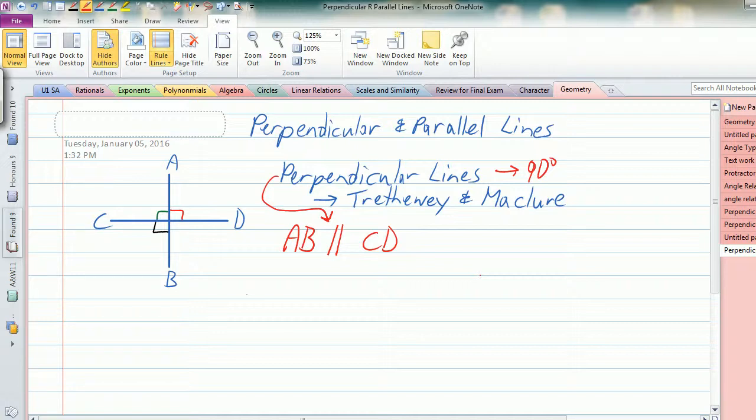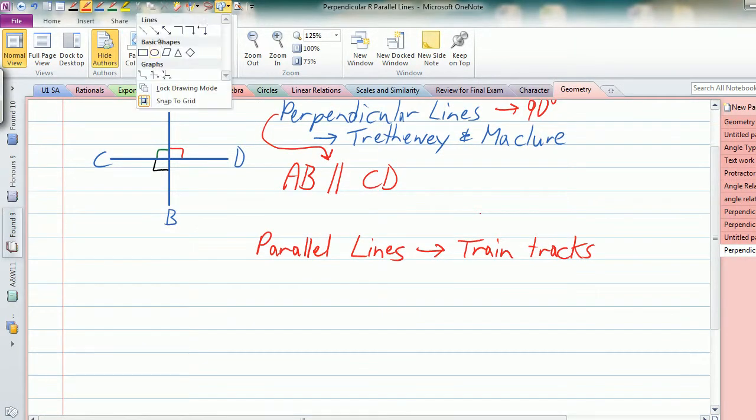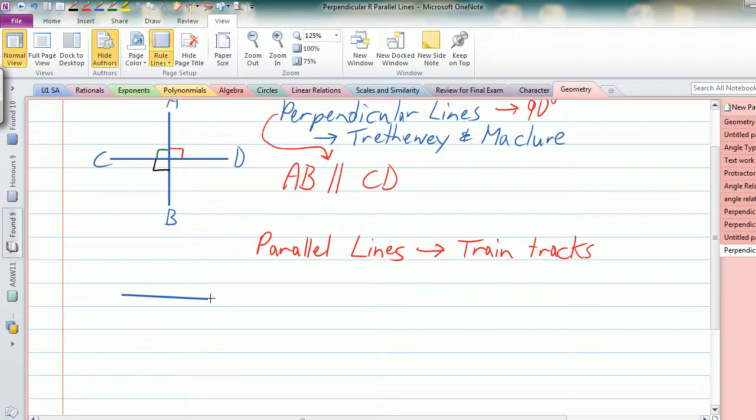So, parallel lines, though, are quite different. Parallel lines, they're like rail tracks, okay, train tracks. They stay the same distance apart. They never get closer. They never get further away. They're always the exact same distance. So if I'm drawing those ones, I'm going to have two lines that stay the exact same distance apart.